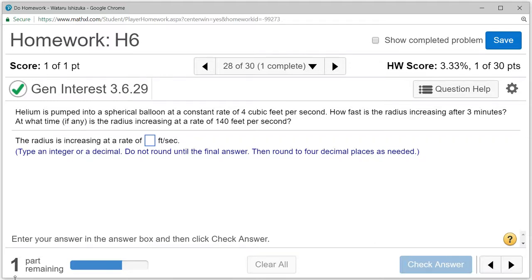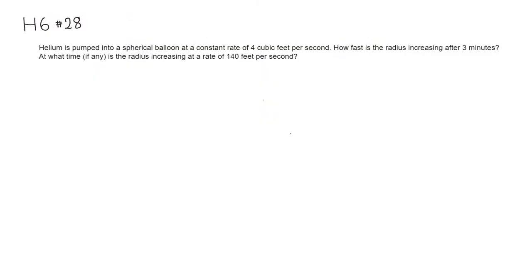Alright, let's look at homework 6, problem number 28. It says: Helium is pumped into a spherical balloon at a constant rate of 4 cubic feet per second. How fast is the radius increasing after 3 minutes? Alright, so let's do that.